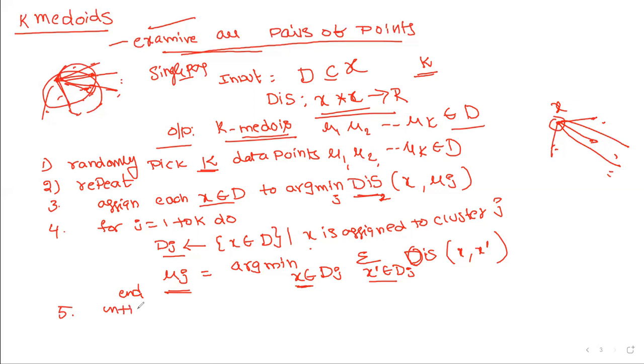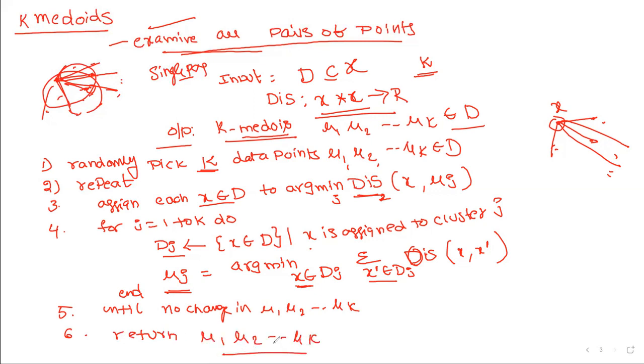The same thing, repeat the process until no change in medoids, that is mu1, mu2 and so on up to mu k. Finally what is the answer? Return mu1, mu2 and so on up to mu k. This is the only additional step. This is the k-medoid algorithm.